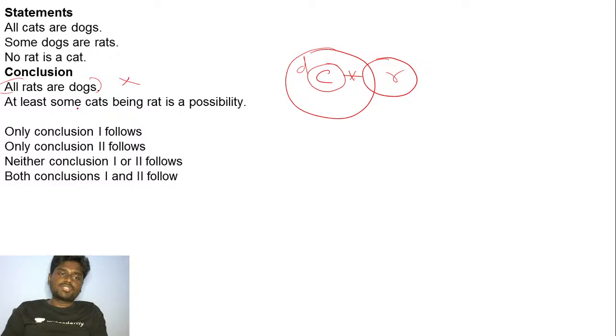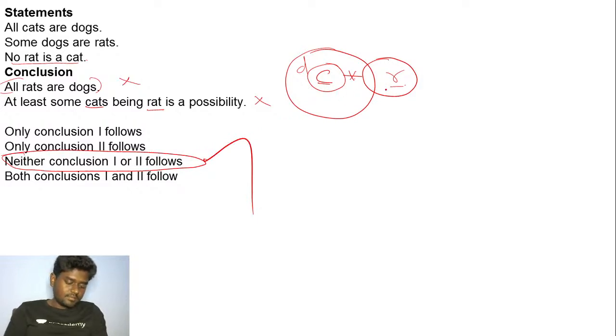And the second conclusion: at least some cats being rats is a possibility. So it means whether you can connect cat with a rat. So cat is here, rat is here. They have clearly said no rat is a cat. They should not touch each other. So definitely it is not possible, right? So from this I can say that it's going to be option 3. Neither conclusion 1 nor conclusion 2 follows here. Okay, clear?